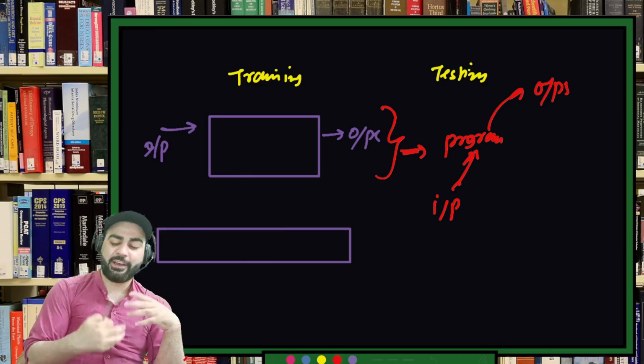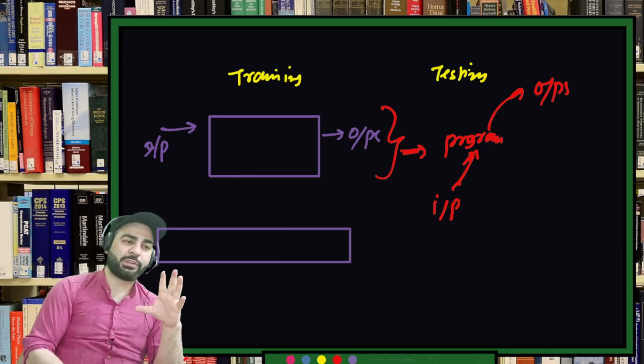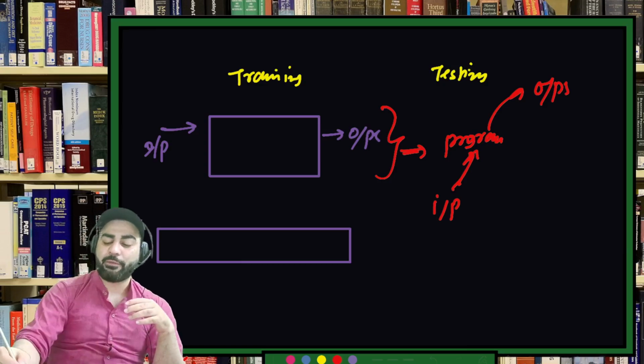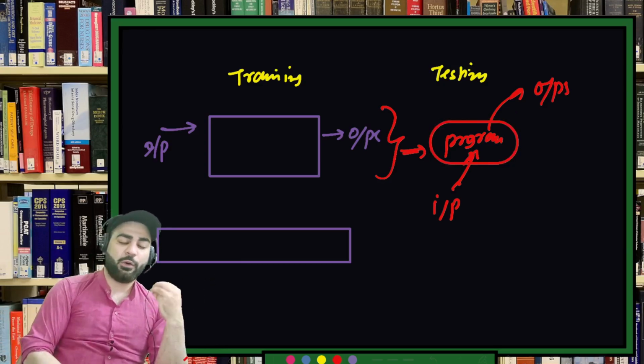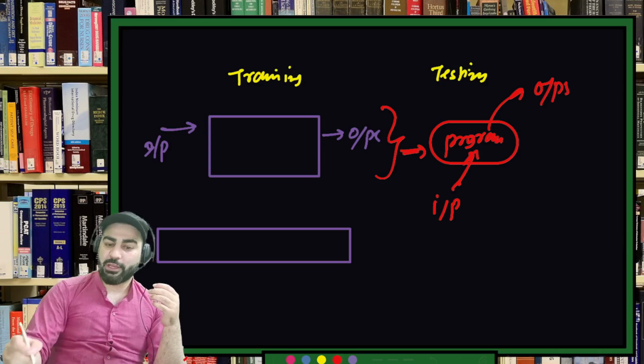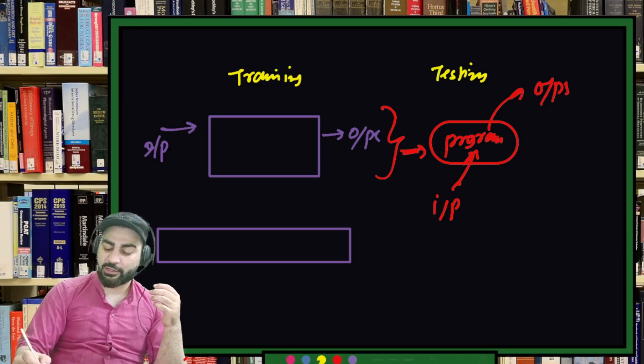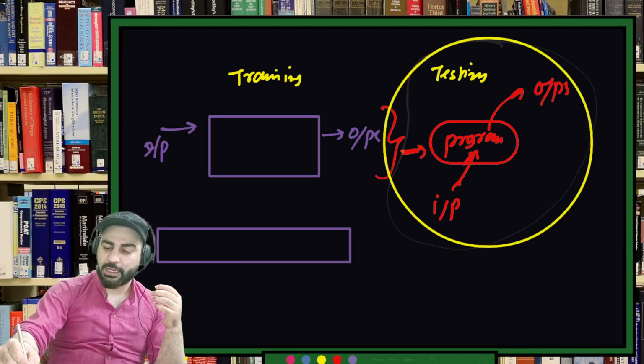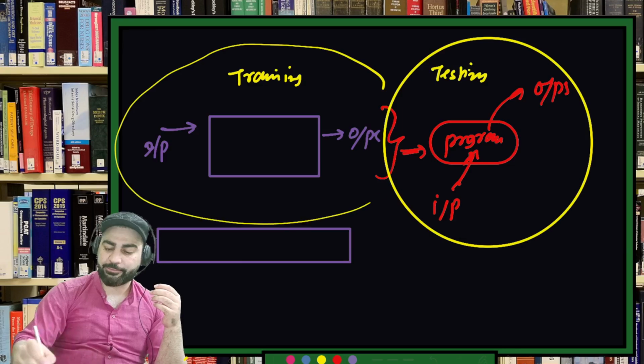So in the training phase, you gave inputs and outputs. You are telling the algorithm to learn the patterns, and it learned them. It came up with some program and said, these are the patterns I learned. Now you give me inputs, and I'll give you outputs. So this part over here is called testing, and this part over here is called training.